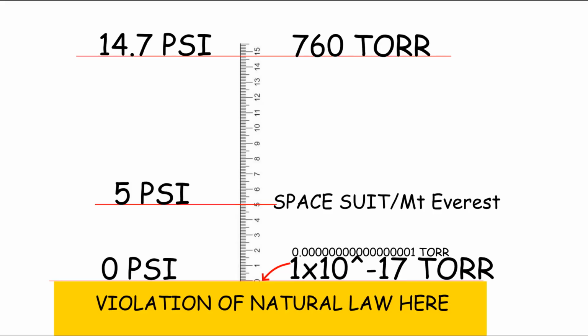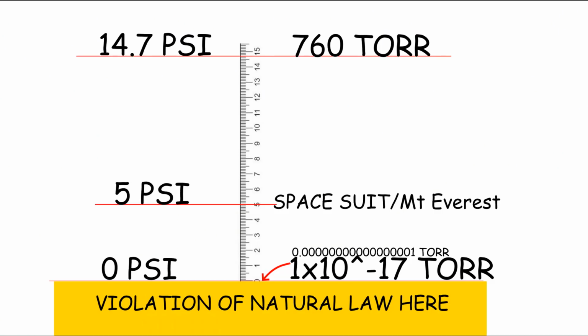And Nathan, see on this graph, that yellow zone down the bottom, what would you call that zone where pressures aren't allowed to go below 0? That's a violation of natural law. Correct, mate. It's not just nothing, it's 10 to the minus 17 TORR vacuum.